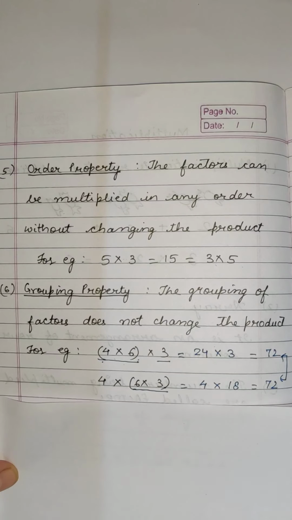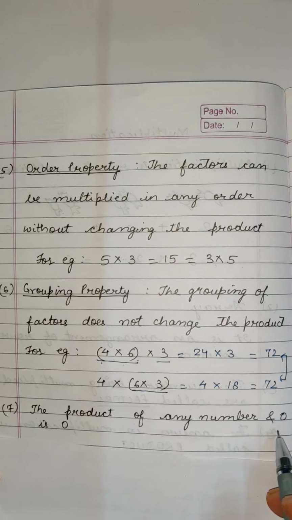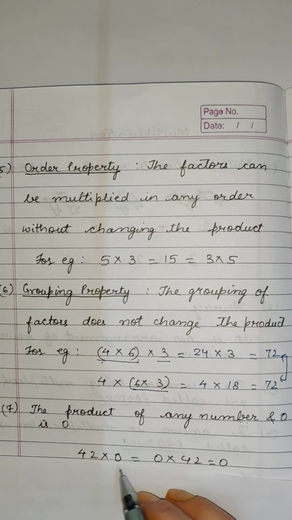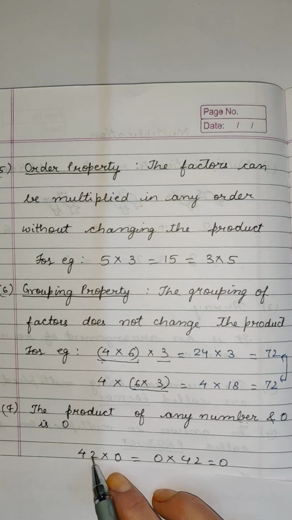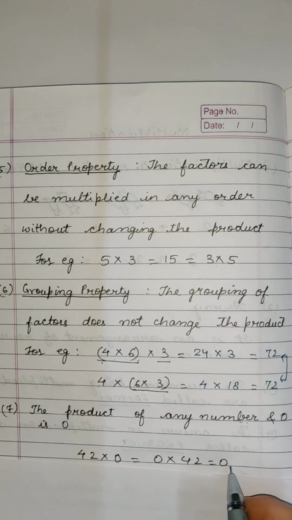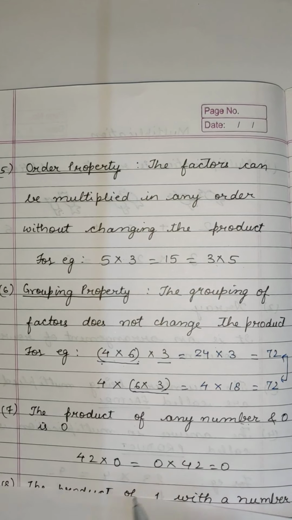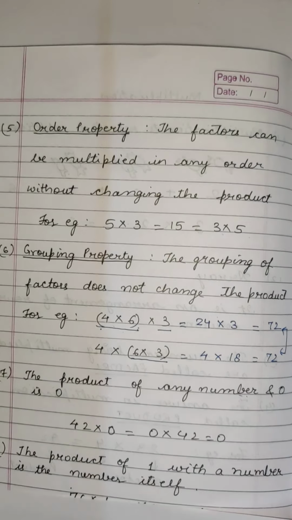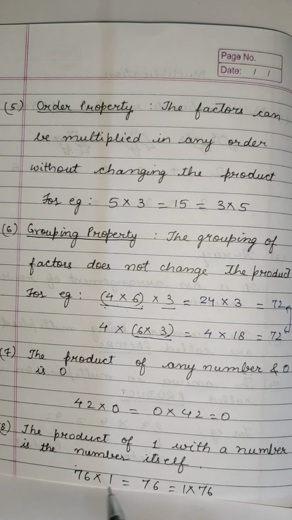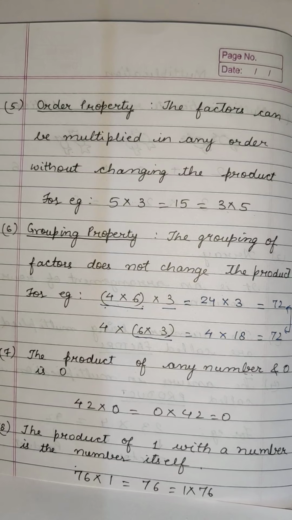Now what about multiplying a number by 0? So the product of any number and 0 is always 0 because if you have 0 groups of 42 objects or you have 42 groups of 0 objects, the answer is 0. Now when you multiply any number with 1, the answer is the number itself. For example, 76 ones is 76, or you multiply 1 by 76, even then you get 76.